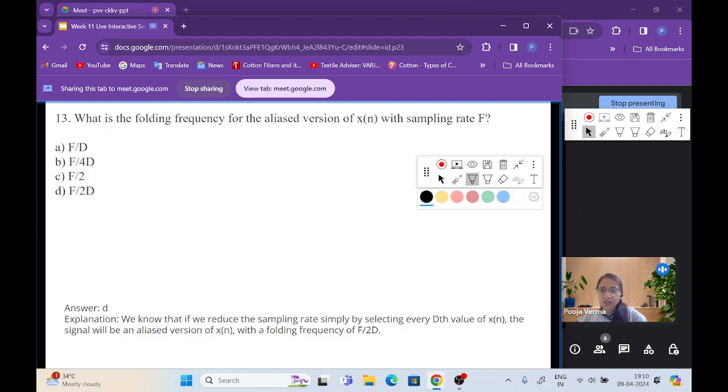So the next question is, what is the folding frequency for the aliased version of x of n with sampling rate F? Option A is F by D, option B is F by 4D, option C is F by 2, or option D is F by 2D.